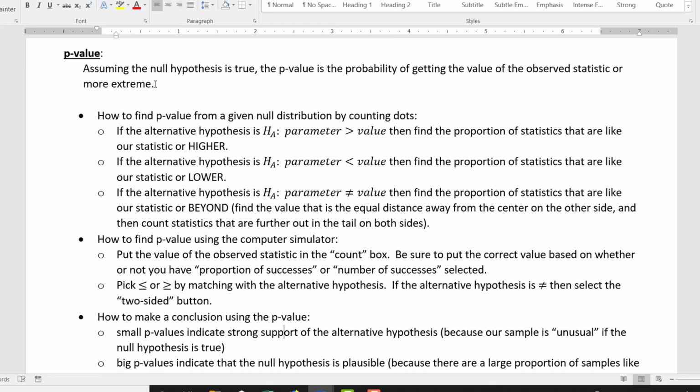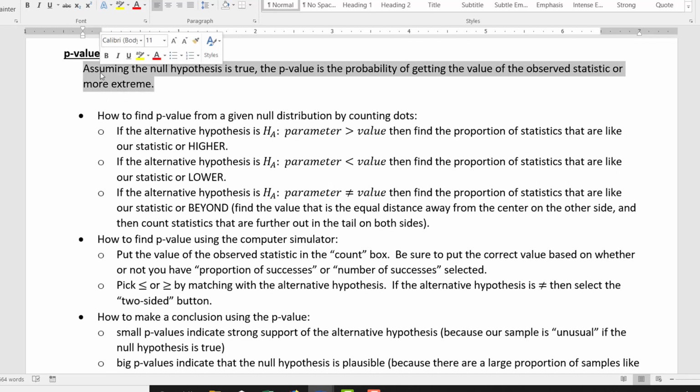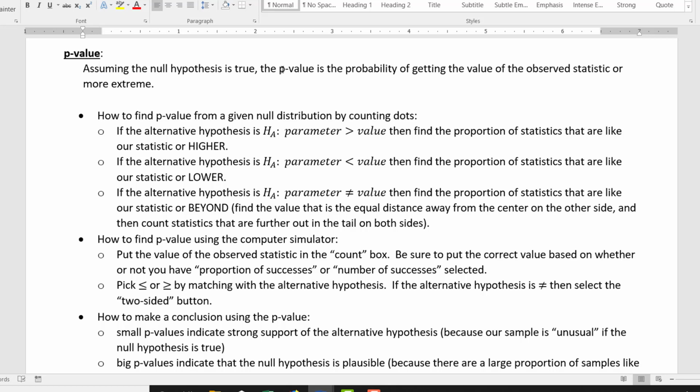So let's begin. P-value is defined as follows. Assuming the null hypothesis is true, the p-value is the probability of getting a value of the observed statistic or more extreme. So before I go on to the next part, let's think about what that means.